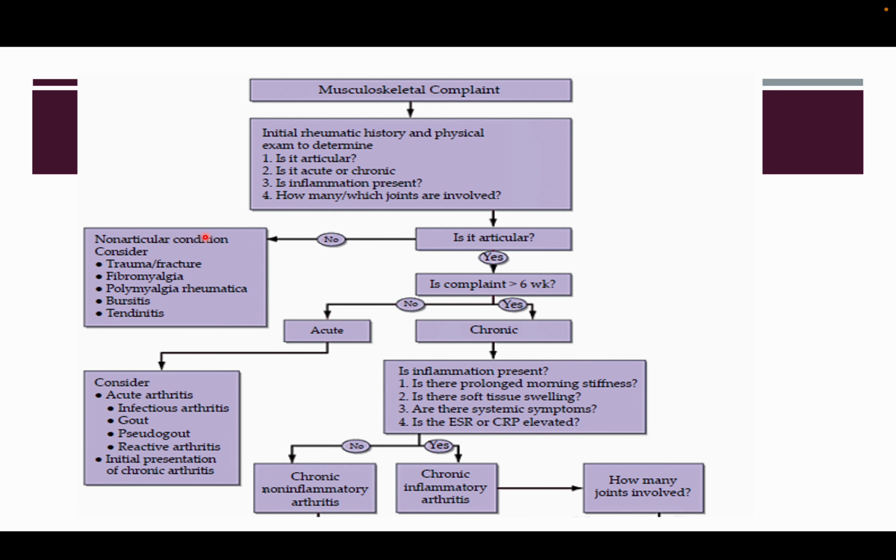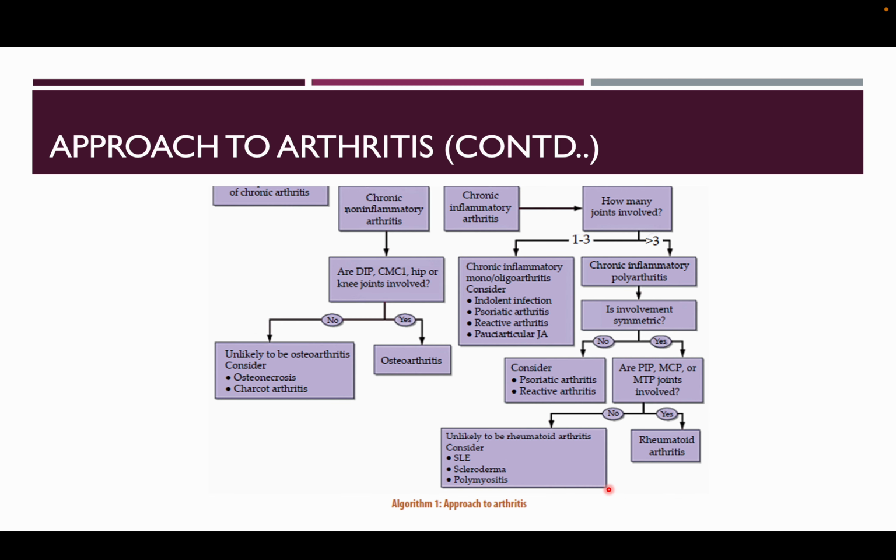This is how we approach it: is it articular or non-articular? If not articular, then you check for trauma, fibromyalgia, polymyalgia, tendinitis or bursitis. If it is articular, then you check for acute or chronic. Acute, always rule out infectious causes and crystal arthropathies first. Chronic, inflammatory or non-inflammatory. Inflammatory, polyarticular or monoarticular. Polyarticular, you should look at the joints involved. If it is metacarpophalangeal, PIP and DIP spared, it is rheumatoid arthritis, otherwise SLE. If it is not symmetrically involved, then psoriatic or reactive arthritis. If few joints are involved, look for infectious causes and reactive and psoriatic arthritis. If it is chronic non-inflammatory, with DIP and first carpometacarpal joint involved, it is osteoarthritis, otherwise osteonecrosis. This is regarding the arthritis manifestations.